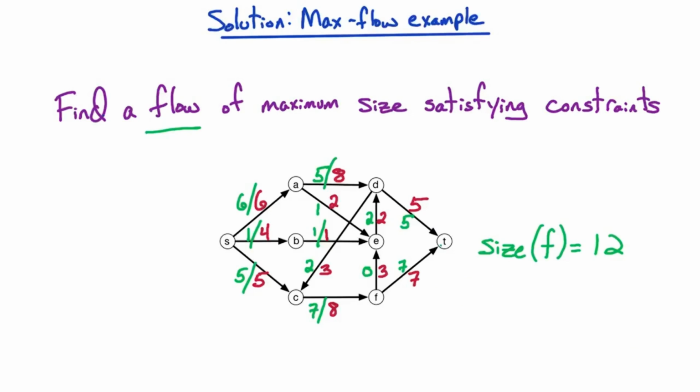Now for this example, why do we know that this is the maximum flow? Well, the total capacity of edges coming into T is 12. So the maximum amount of flow that can come into T is at most 12, and we've achieved that. Therefore, we've achieved the maximum flow.